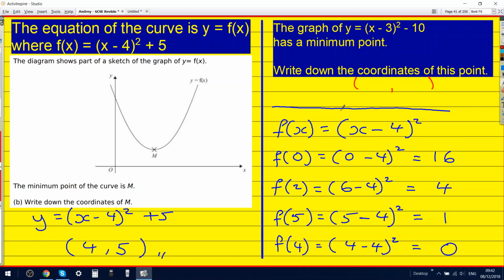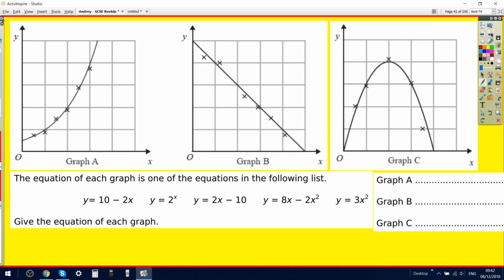X minus 3. So is this where I need to just find again the smallest amount I can get? Would that just be 3 and then 10? Oh, minus 10. Yeah, that's it. So that's how they work. The lowest you can get with the square bracket is 0, so x has to be 3 to make that 0. And then when x is 3, y is minus 10. Okay, these ones, match them up.